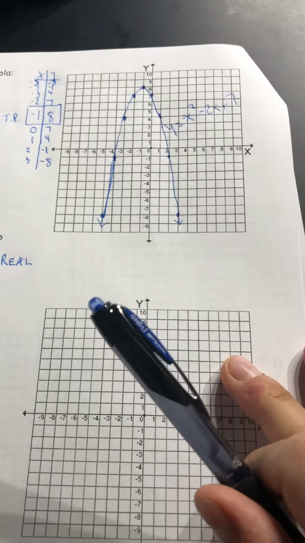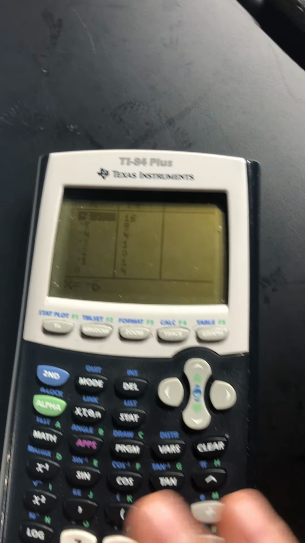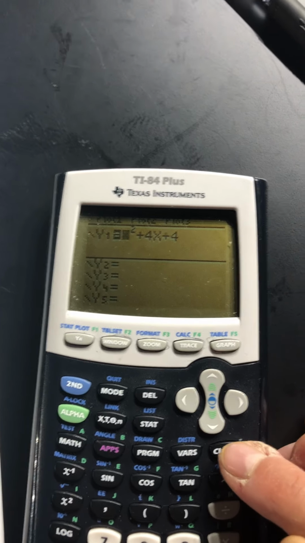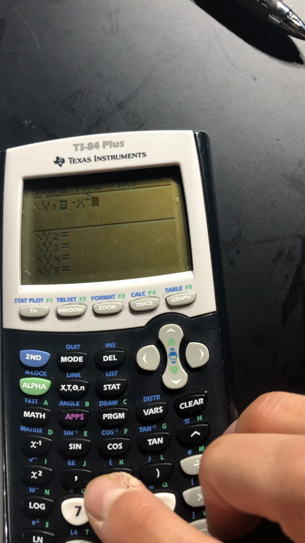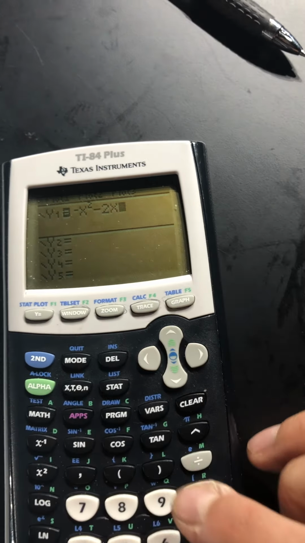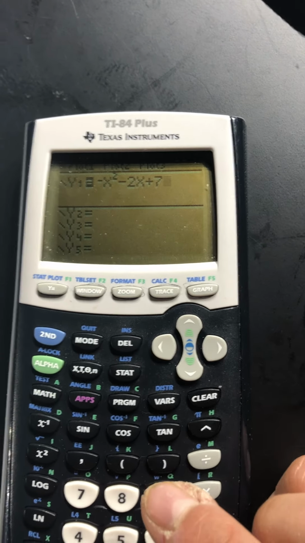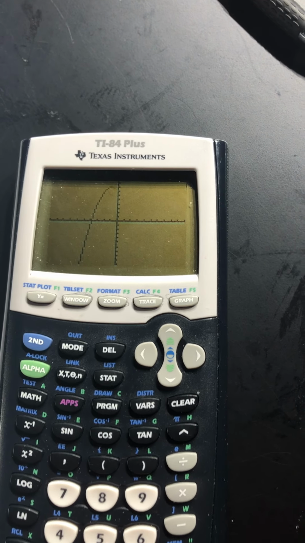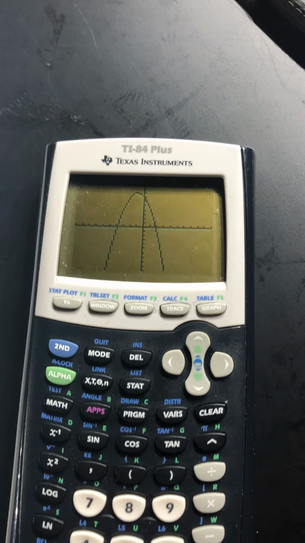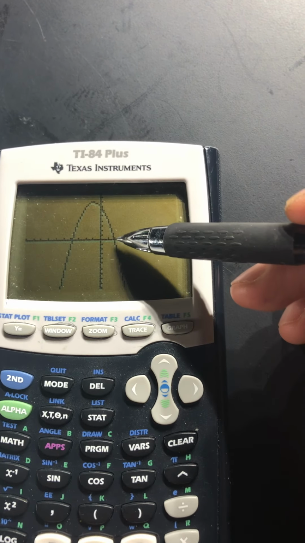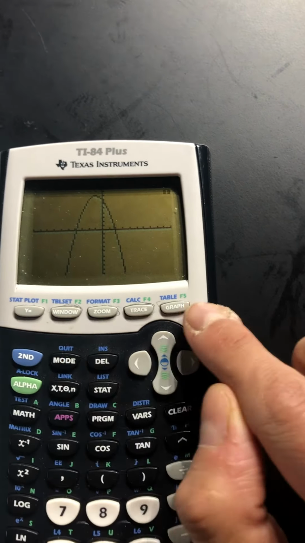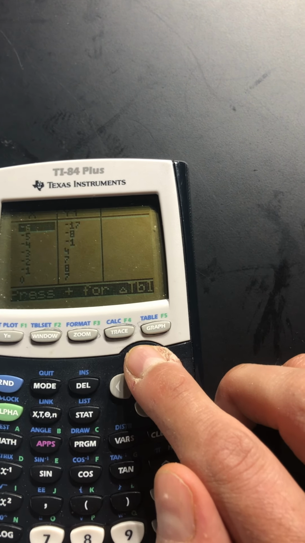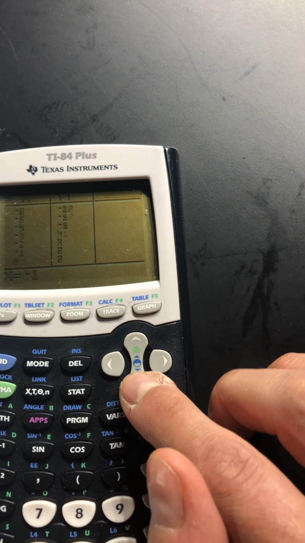So we're going to go to our calculator. I'm going to plug in y equals negative x squared minus 2x plus 7. When we graph this, you should get a very similar shape to what we had. Now, if you take a look, they do not cross at the exact point. I also know that because if I go to my table, second table, when y is 0, it doesn't show up.